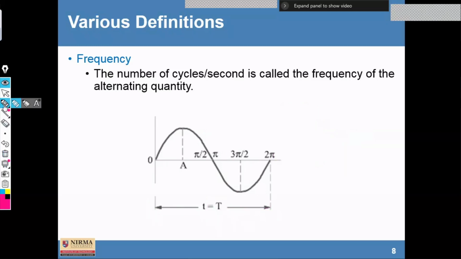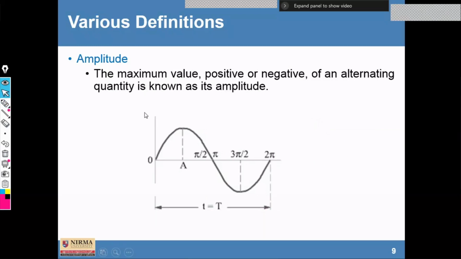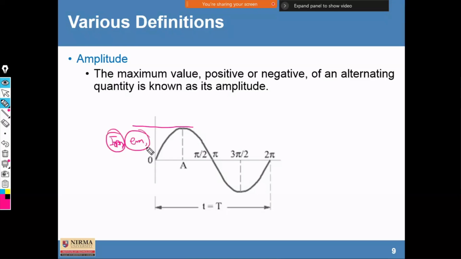Okay. Now next is amplitude. We know that the maximum value of an alternating quantity, positive and negative values. So this is the positive half value, that is we can say EM or IM. Maybe it is current, or maybe it is an induced EMF. So these are the alternating quantities. This is the maximum value, so we can say this is IM or EM according to the diagram of this curve.